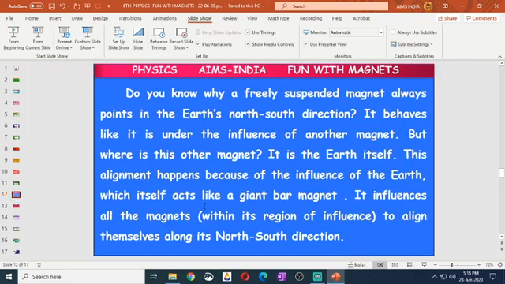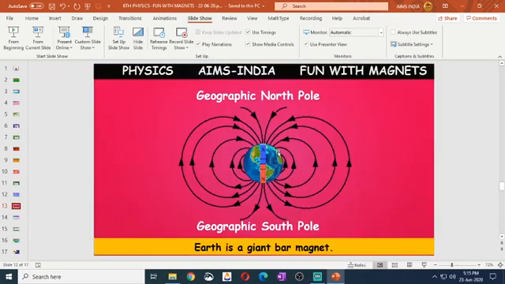Why? Because it is under the influence of the earth. Here, earth is a huge magnet. Because of that magnet, this compass moves towards north and south direction. Where magnetic north is, we have to assume their geographic south pole will be there. The place where magnetic south is, their geographic north will be there. Why? Because unlike poles attract.